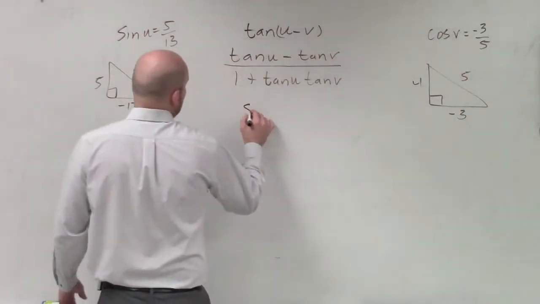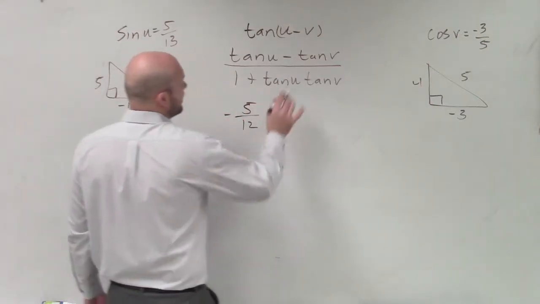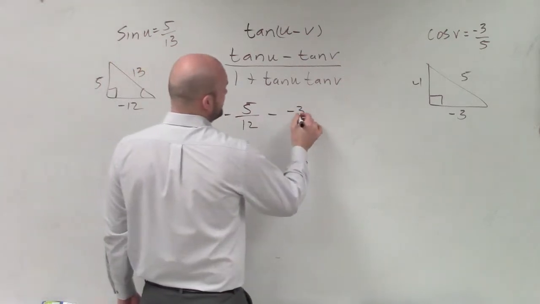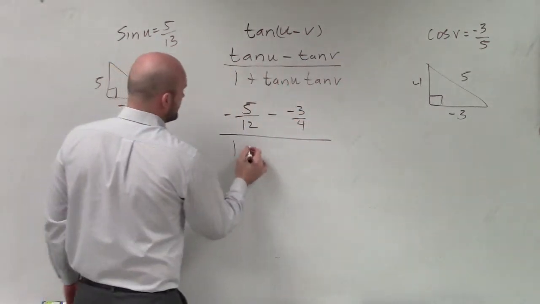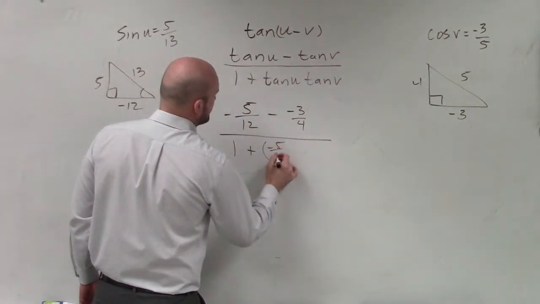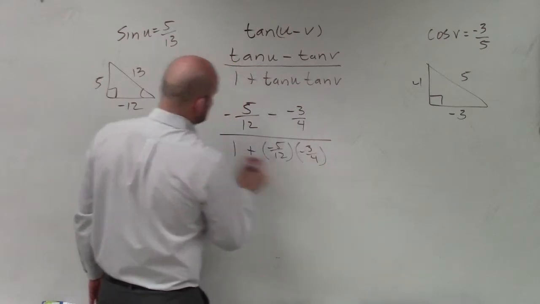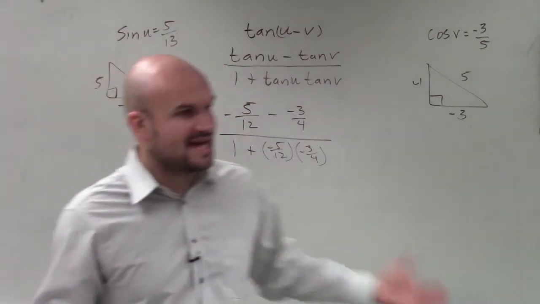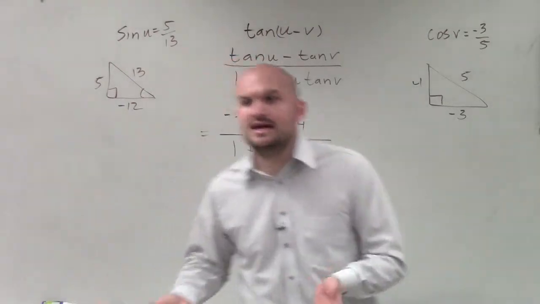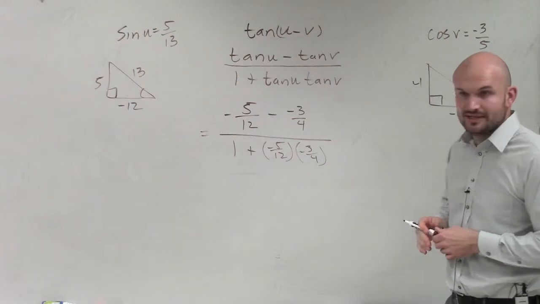Here we'll just have 5 over 12, that's a negative, minus tangent of u, which is a negative 3 over 4, all over 1 plus negative 5 over 12 times negative 3 over 4. Do you see how I just plugged those in? I found the tangent of each one of those angles, and then I plugged them in for the tangent of each angle.